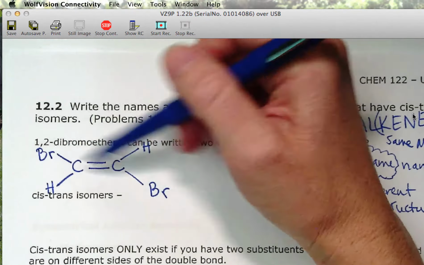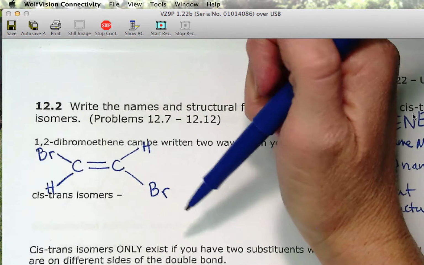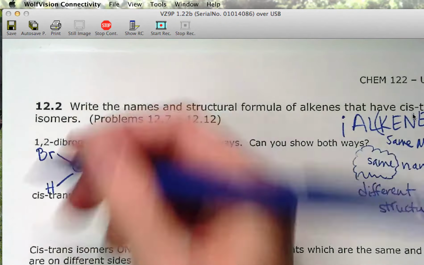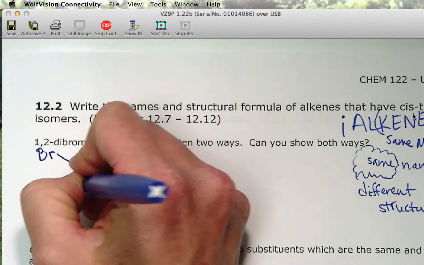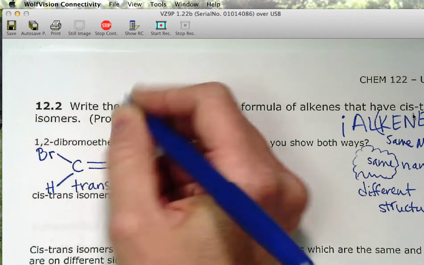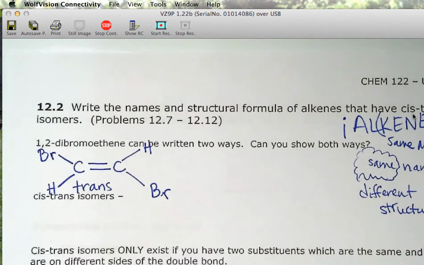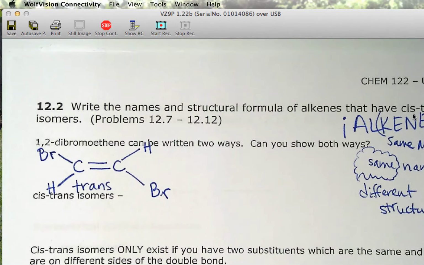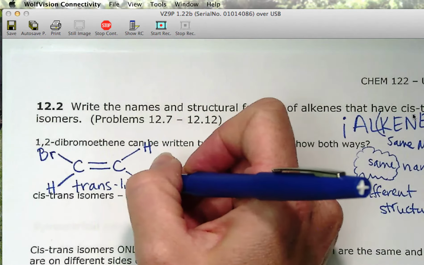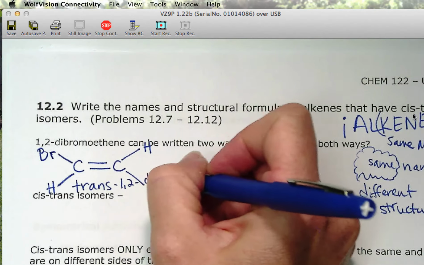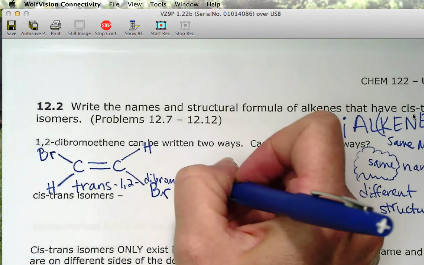So these bromo groups are across from each other. If you think about a transatlantic flight, what are you crossing? The Atlantic Ocean. This is the trans isomer because these bromo groups are across from each other. So this is trans-1,2-dibromoethene.